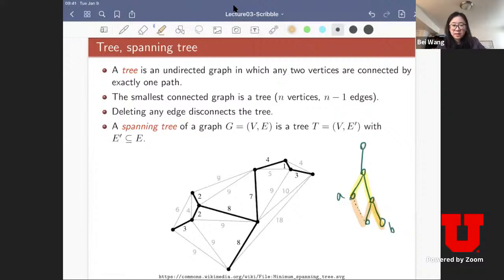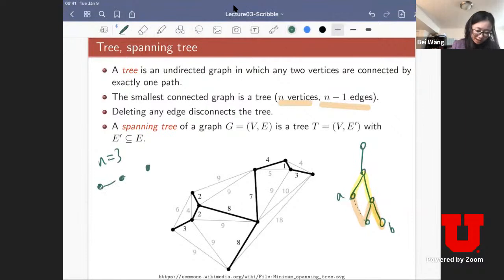The smallest connected graph is a tree. So what do I mean by that? If I have n vertices and I want those n vertices to be connected, the smallest one is a tree, which has n-1 edges. Of course, you can validate it, and there's a proof. I'm not going over the proof, but let's say I have 3 nodes, so n is equal to 3. In order for them to be connected, I need at least 2 edges to connect them. And now this is a connected graph, but it's also a tree.